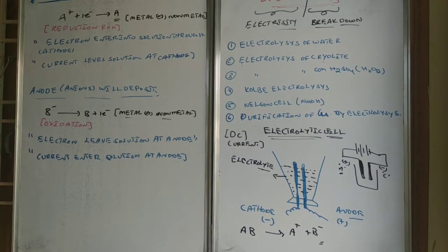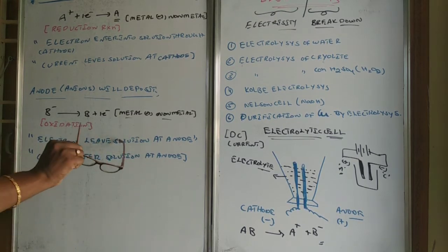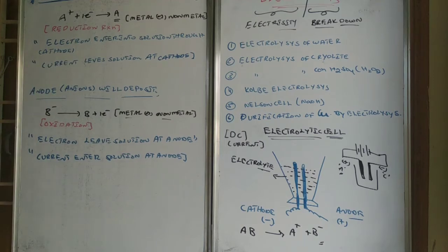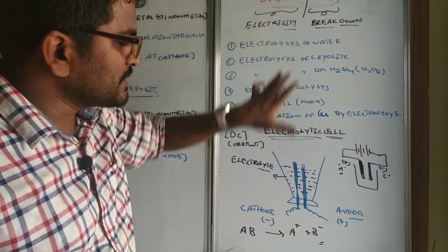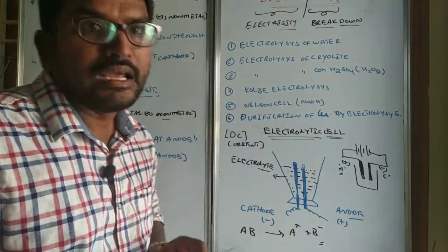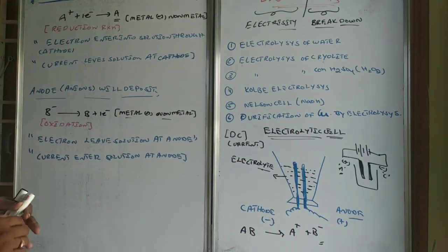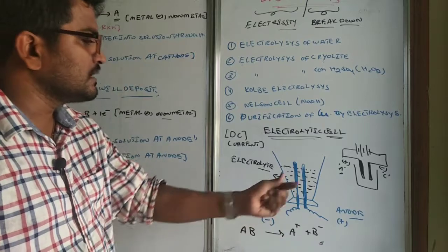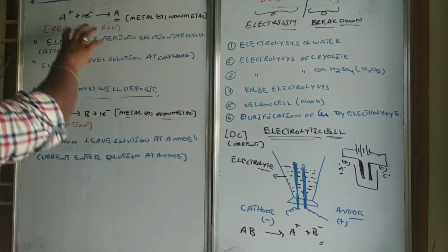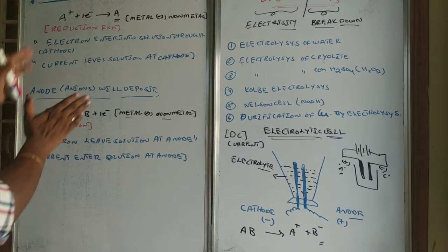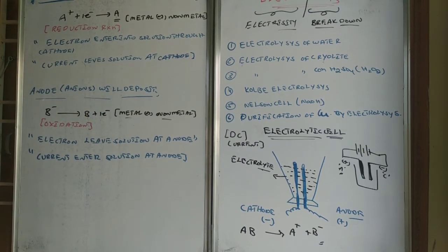Always electrons move from anode to cathode. That's why electron leaves solution and reaches the solution through the cathode. But current leaves solution at cathode and enters into the solution at the anode. So always remember electrolysis can be done in an electrolytic cell. Whenever you take any electrolyte that contains cations and anions, when you pass electricity they come to the cathode and the anode respectively and deposit at the electrodes.